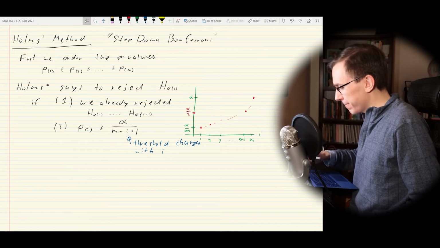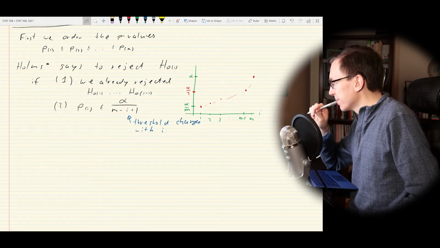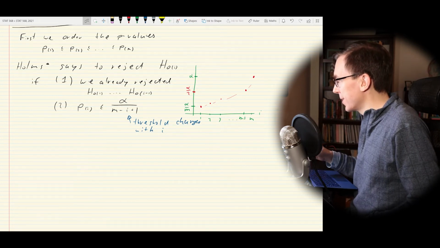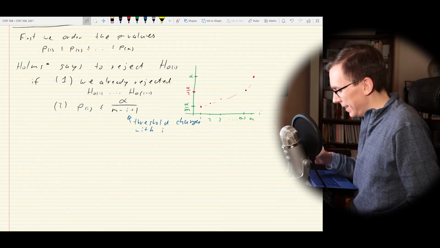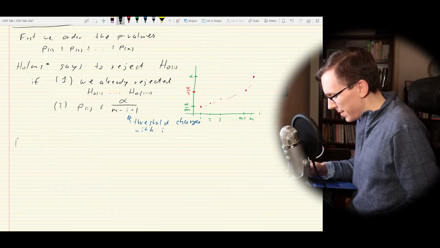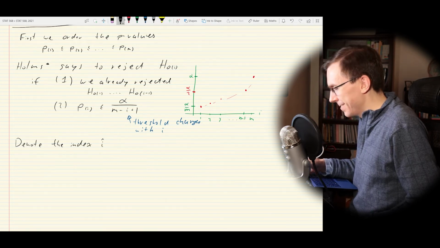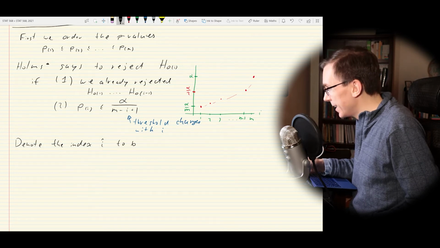Okay, so how do we show this? Well, okay, we're going to need some more notation here. This one gets a little bit funny. So first, what we need to do is denote the index I hat, kind of a weird thing, but that's okay, to be what?